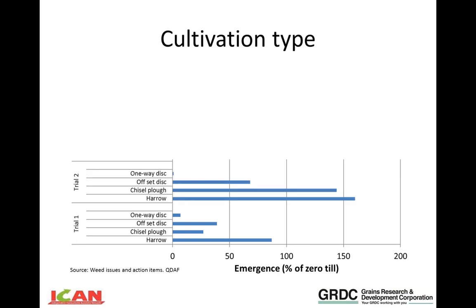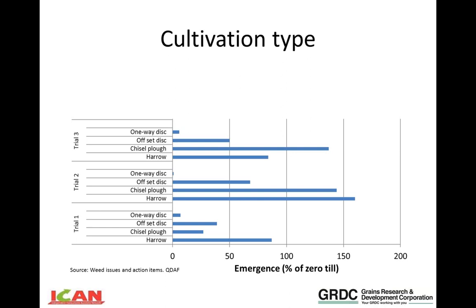Straight away there you can see that under both the harrow and chisel plough, remembering these are single pass treatments, we had an increase in the emergence of sowthistle compared to zero-till systems. But still in the offset and one way, we had reduced emergence. And I'll go on to explain that once I've got all of the years of data up.